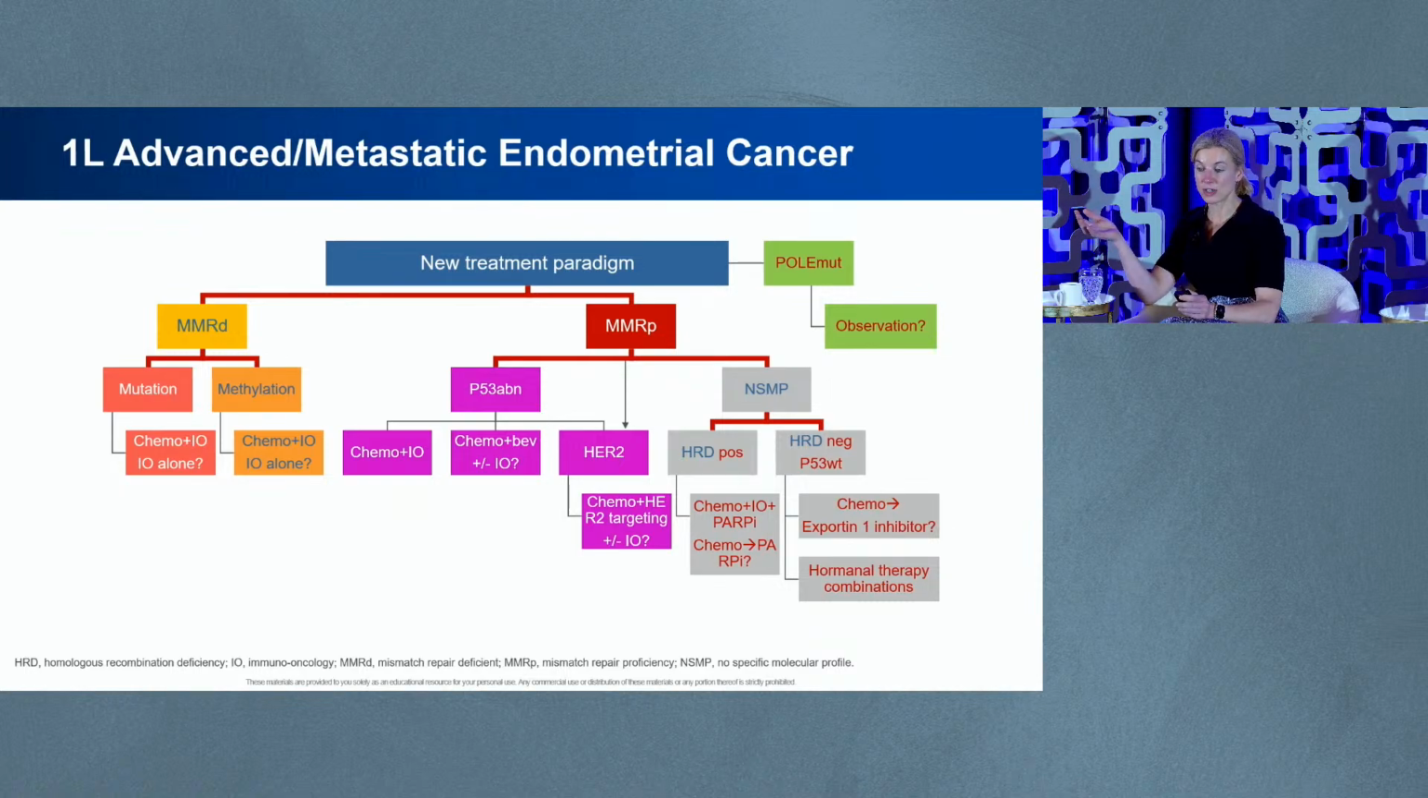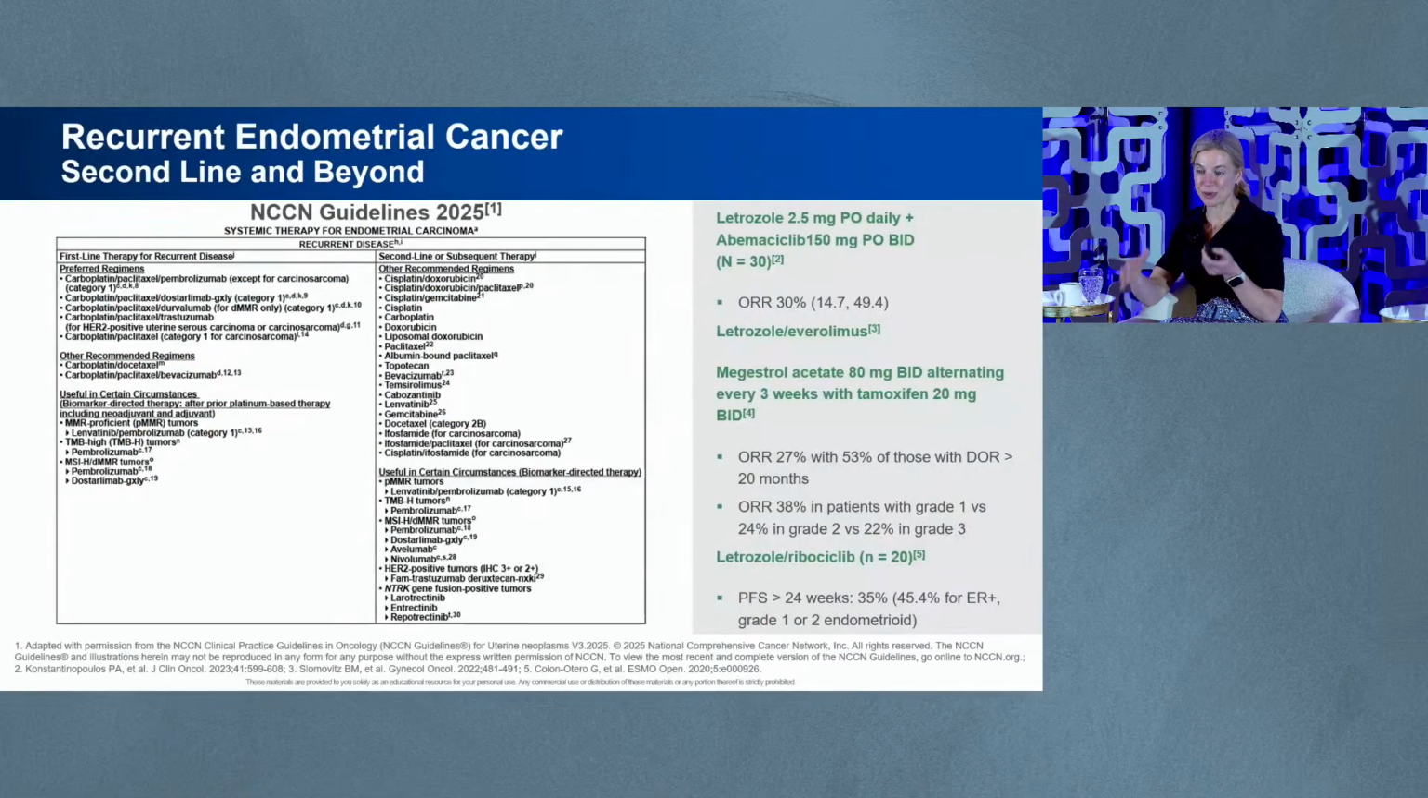If the patient has no specific molecular profile and is HRD positive, maybe we should start thinking about chemotherapy with a PARP inhibitor combination also. If the patient's HRD negative and p53 wild type, should we use an export inhibitor or hormonal combinations? And for the polymutated, observation may be reasonable. So really lots of changes, lots of new options for patients with recurrent endometrial cancer. It's certainly an exciting time, and it's getting harder and harder to keep track of all these molecular things, but really something that we need to start doing early on.